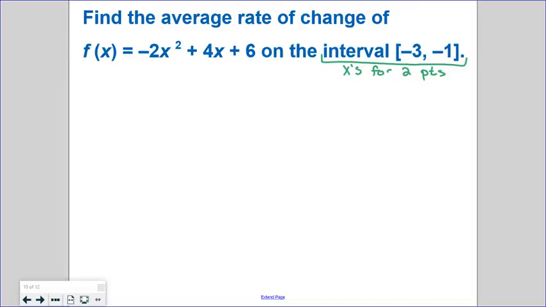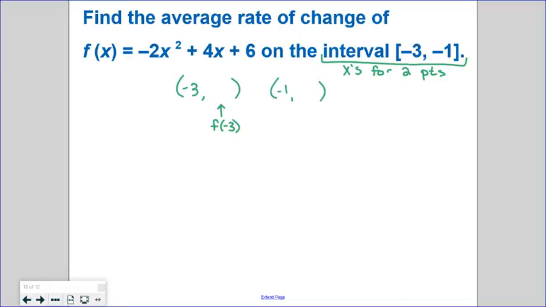So I go draw my 2 points, negative 3 comma something, and negative 1 comma something. The interval they tell me is the x's. And then the somethings, the y values for those, come from plugging it into our function. And again, that's old news to us. To find my y value, if x equals negative 3, I plug it into my function and figure out what f of negative 3 is. So go up to your function and plug that in.